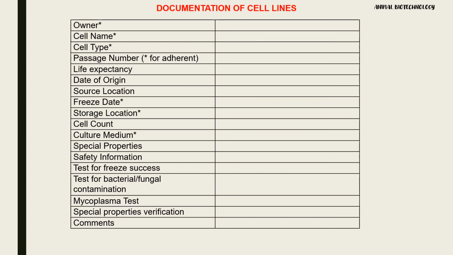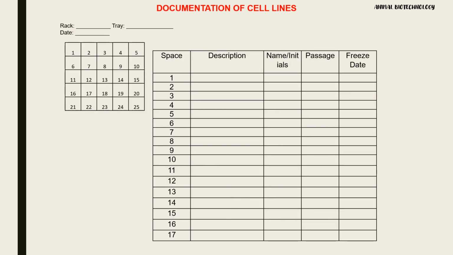This is one format for documentation of cell lines or vials. It could change from lab to lab. This is an example of a documentation format if the cell lines are to be frozen or cryopreserved.